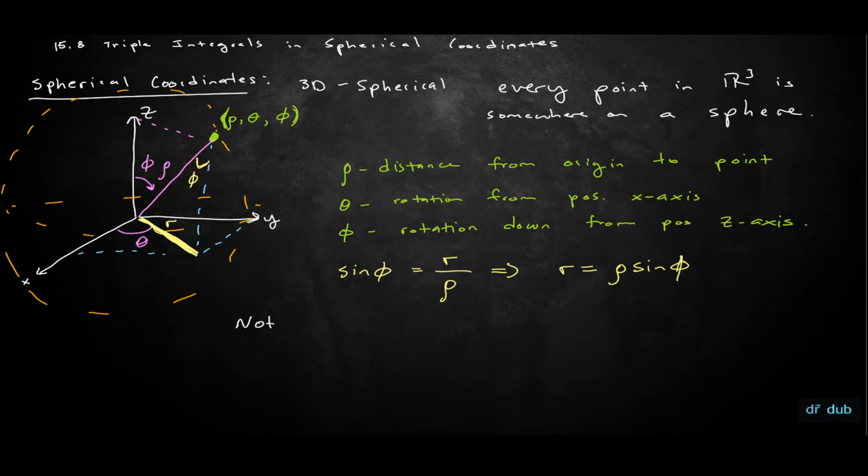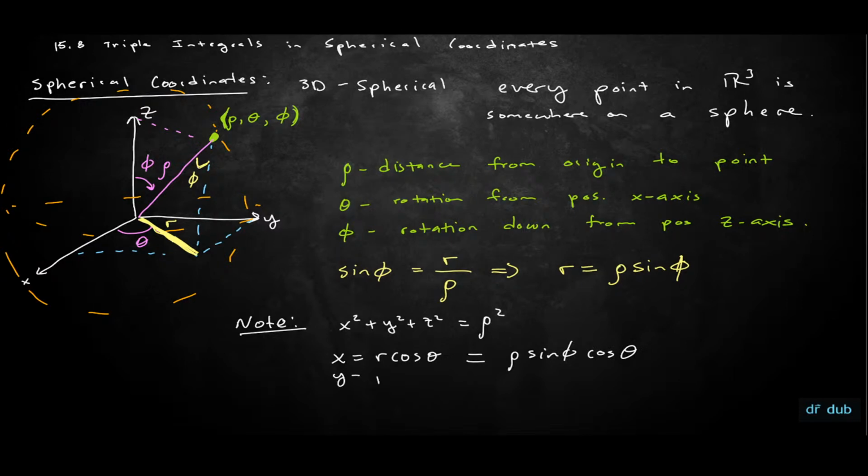And other notes we want to make are that x squared plus y squared plus z squared equals rho squared, since rho is the radius of the sphere. We also know that x is equal to r cosine theta, but what is r? r is rho sine phi cosine theta. Y we know is r sine theta, but that's going to be rho sine phi sine theta.